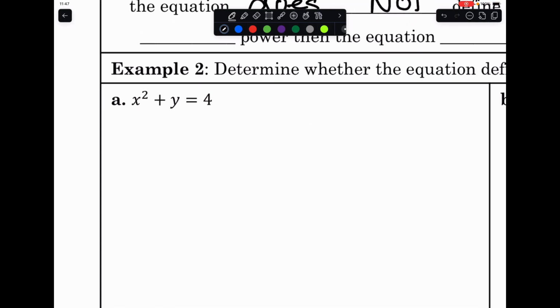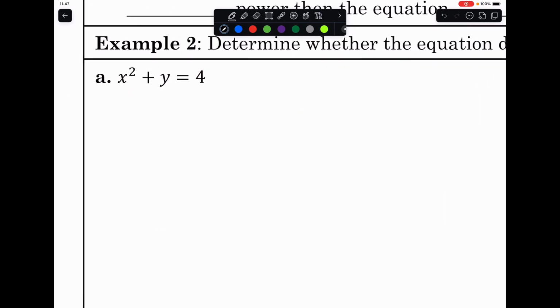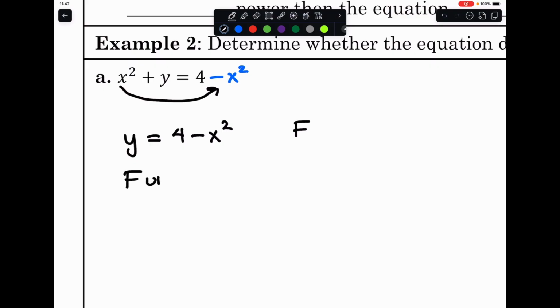Well, if we look at the first example, example 2a, we have here x to the second power plus y equals 4. So to solve this equation, we're going to transpose the x squared and move it to the other side, making it a negative x squared. So we have here that y will equal 4 minus x squared. And you'll notice again that this is the only possibility. We do not end up with the possibility of a positive or negative value. So this right here is going to be a function, okay?